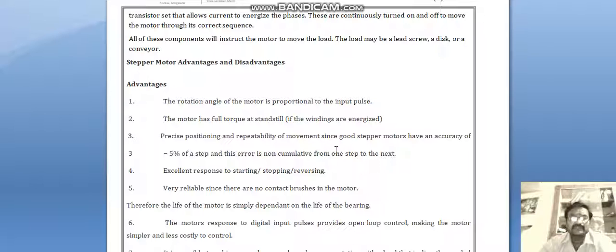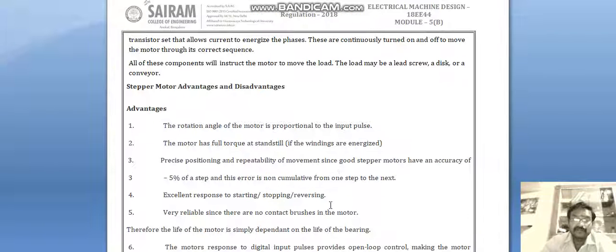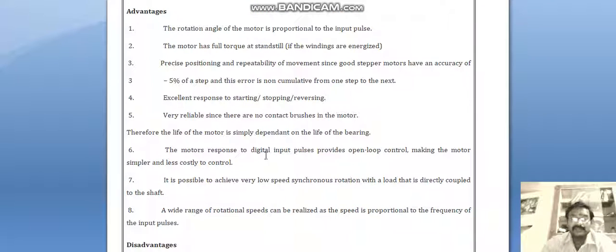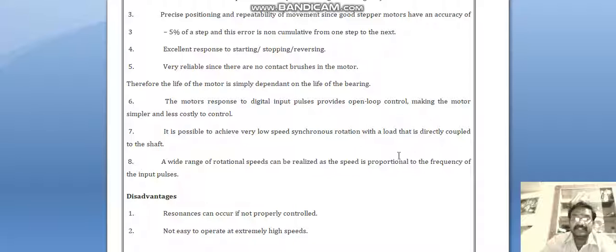Excellent response to starting, stopping and reversing. Very reliable since there are no contact brushes in the motor. Therefore, the life of the motor simply depends upon the life of the bearings. The motor responds to digital pulses with open loop control, making the motor simpler and less costly to control. It is possible to achieve low speed synchronous rotation with a load directly coupled to the shaft.